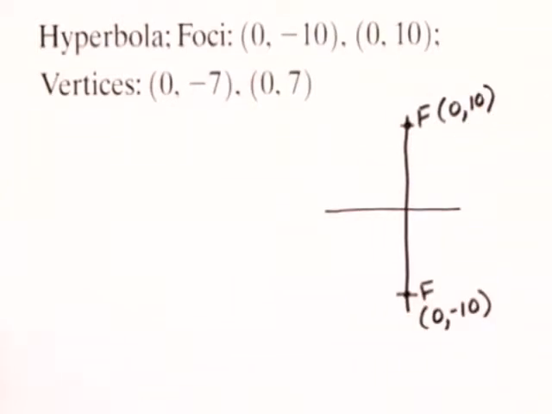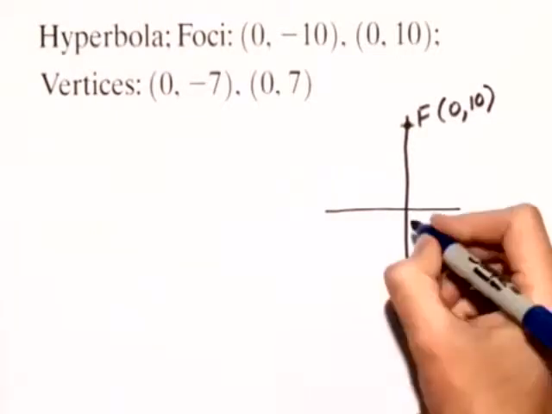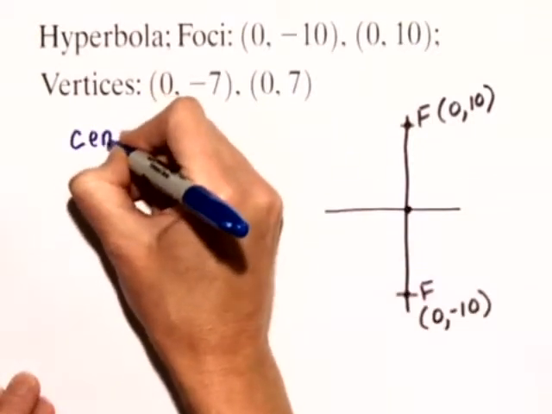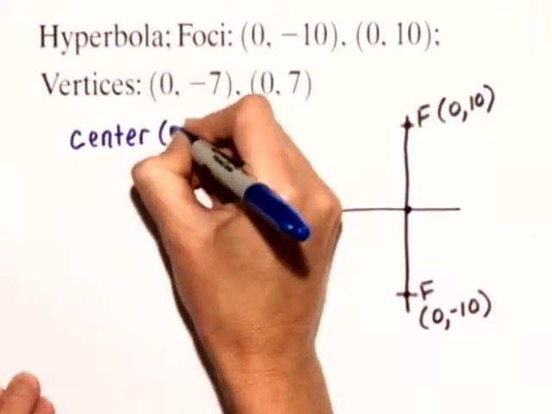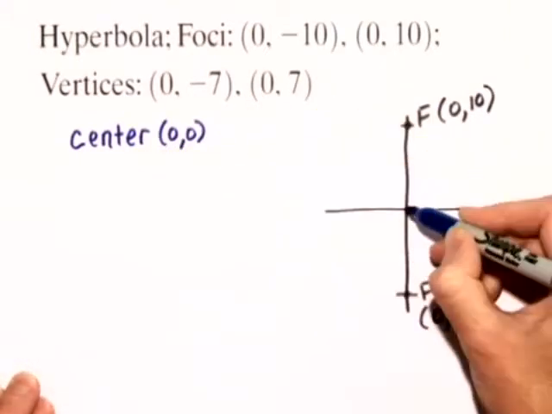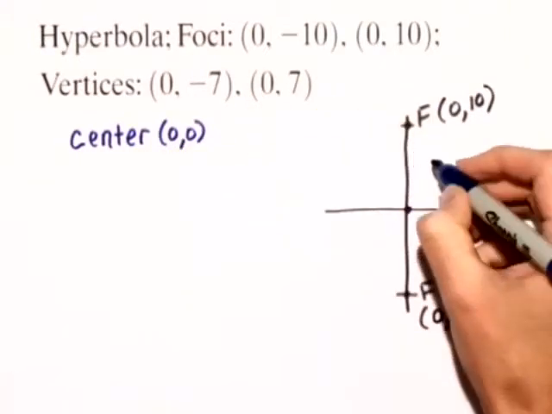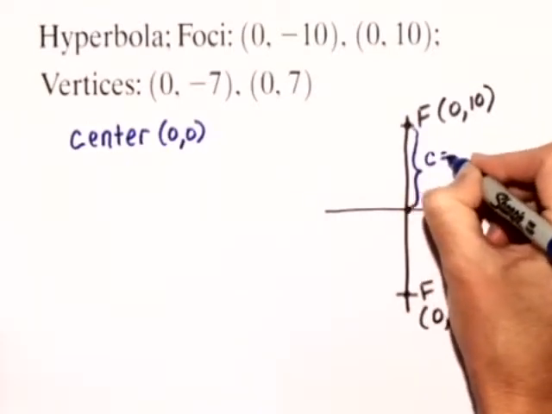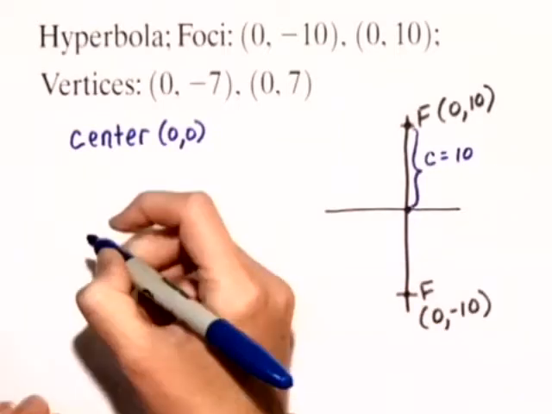It's important to remember that the focus is always c units from the center of a hyperbola. So therefore our center has to be located at 0, 0, since it's halfway in between each focus, and we can see that c is equal to 10.